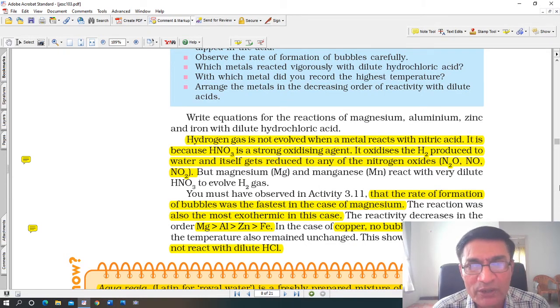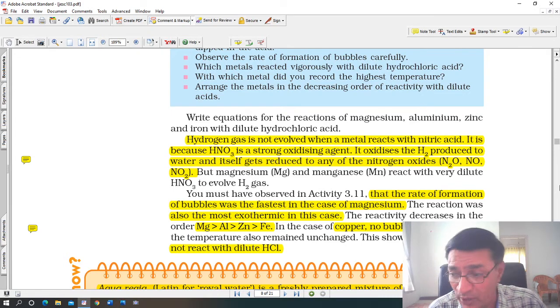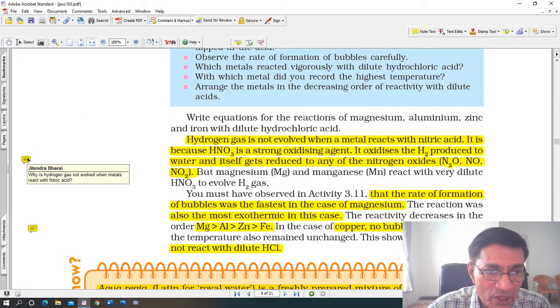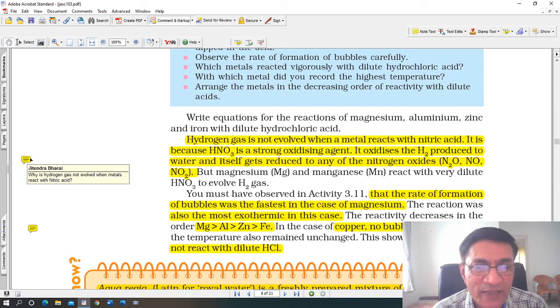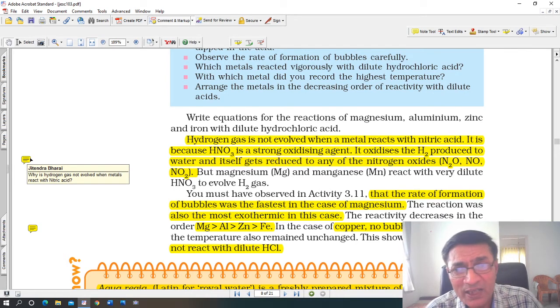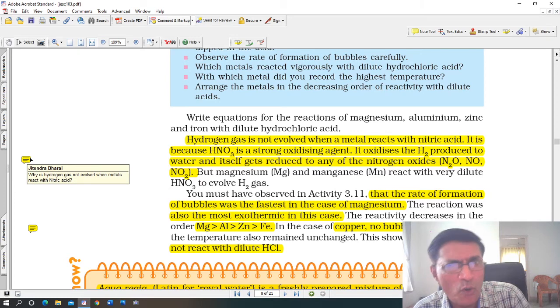Hydrogen gas is not evolved when a metal reacts with nitric acid. Now this is an important question here. You see here, why is hydrogen gas not evolved when a metal reacts with nitric acid? Because nitric acid is an oxidizing agent. It's a strong oxidizing agent.